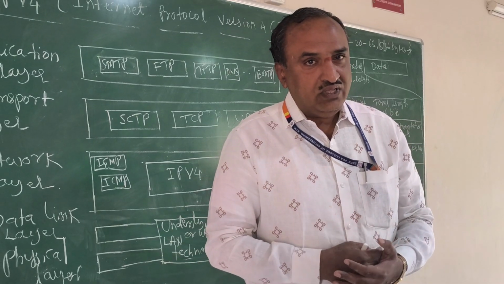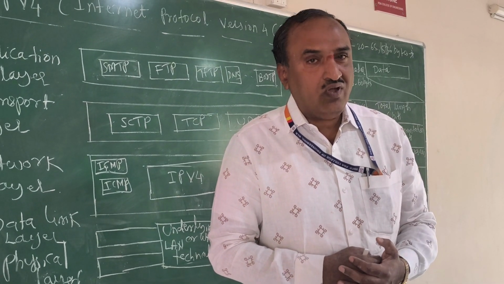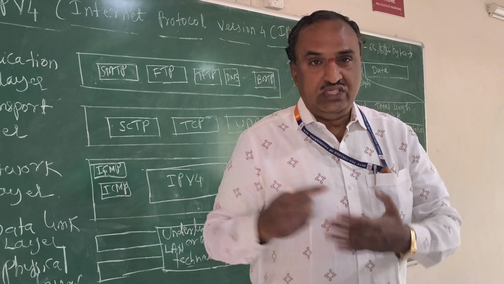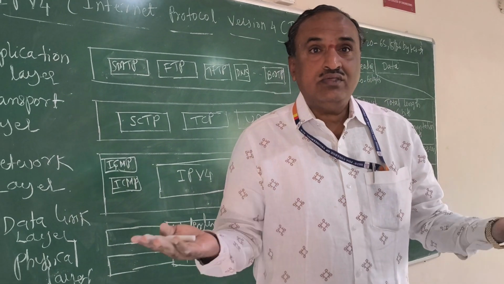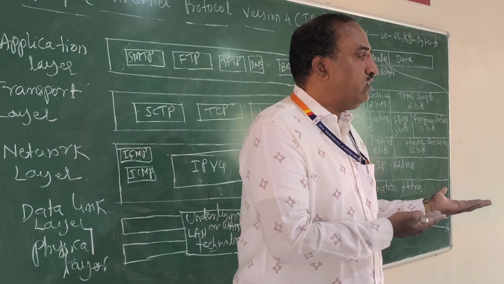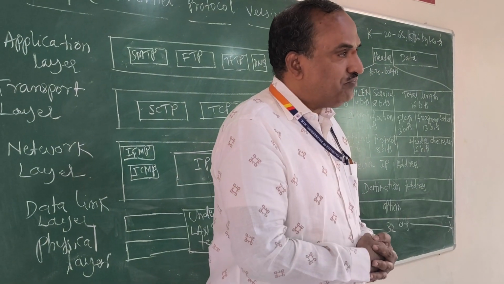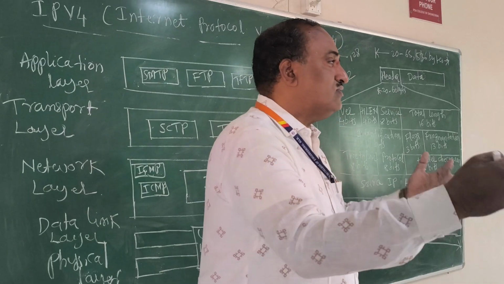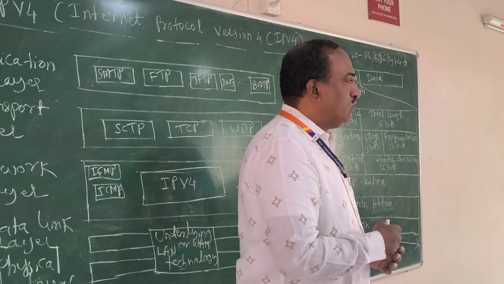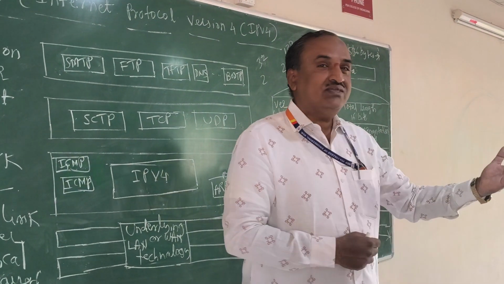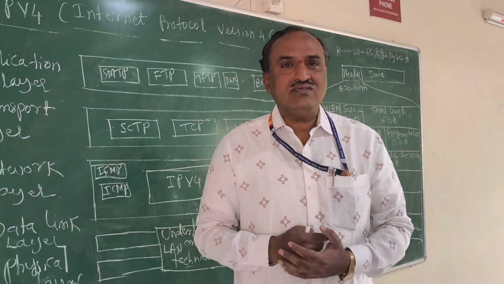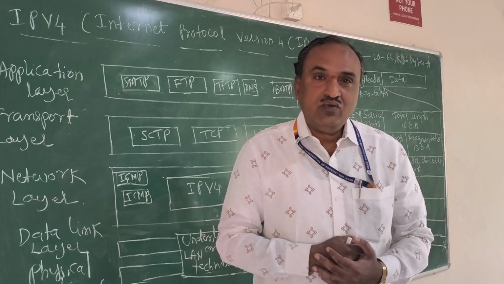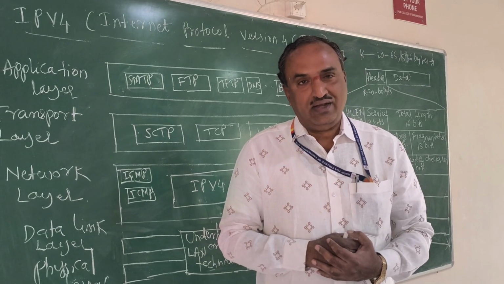But in Class B, suppose they are given one block, how many addresses are there? 65,000. They will give one block of 65,000, but they don't want 65,000. Only they want 2,000. Then what happens? So many addresses are there, only 2,000 are used. The rest of the 63,000 addresses are wasted. Therefore, there is a disadvantage in classful addressing.